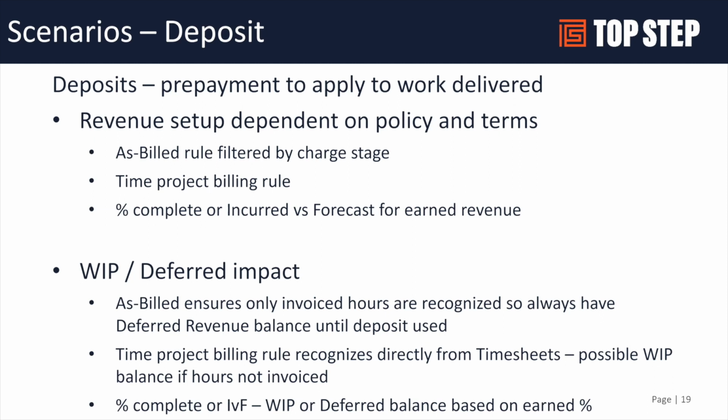Or obviously, if it's percent complete or fixed fee, then in any given month, you could have either a WIP or a deferred revenue scenario, depending on if you've recognized less than what you've billed or you've billed more than you recognized. Then you could have a WIP or deferred balance. So it would flip-flop potentially month over month, depending on the scenario.